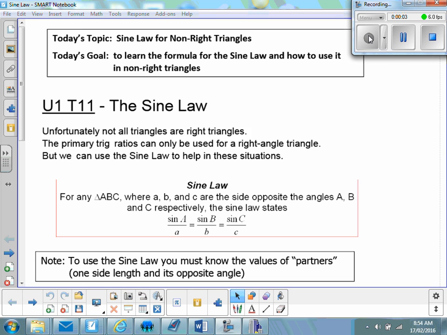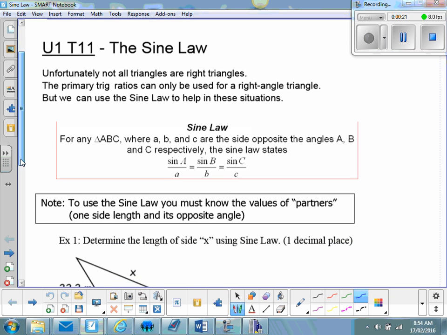So recently we've been working with right-angled triangles. Today's topic is sine law for non-right triangles. So our goal is to learn the formula for the sine law and how to use it in non-right triangles.